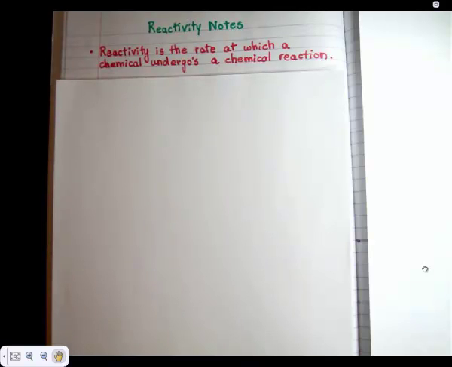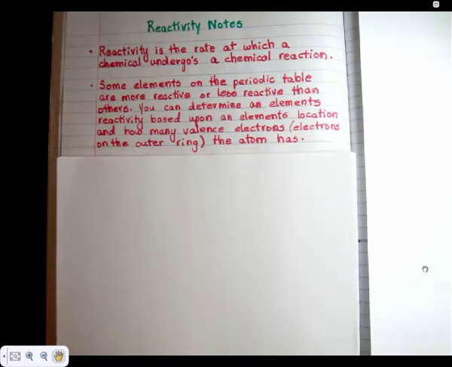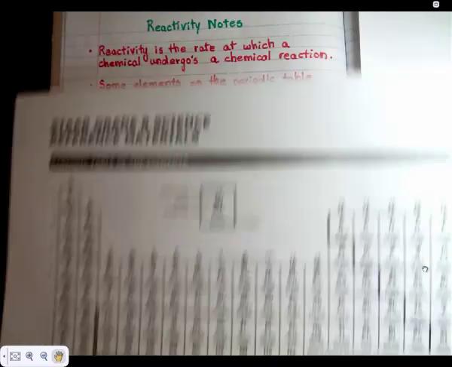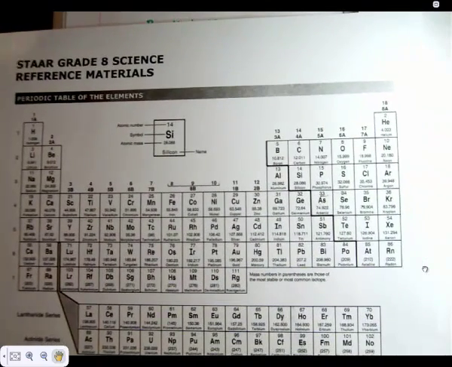Reactivity is the rate at which a chemical undergoes a chemical reaction. Some elements on the periodic table are more reactive or less reactive than others. You can determine an element's reactivity based upon an element's location and how many valence electrons the atom has. So just by looking at your periodic table, you can predict how reactive an element is going to be.